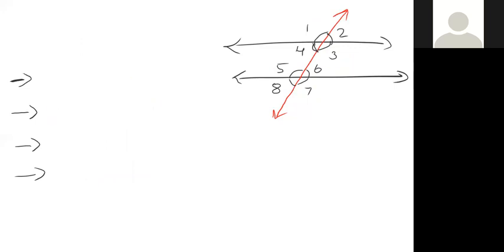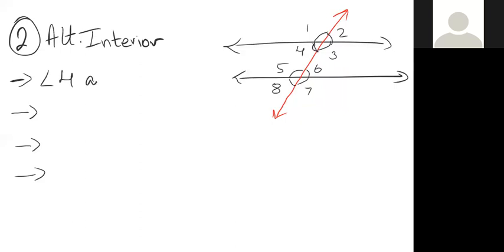The second one would be alternate interior angles. And these would be angle 4 and angle 6, and angle 3 and angle 5. Why? Because they're interior. That means they're between these two parallel lines, right? Angle 4 and angle 6, they're interior, they're equal, and angle 3 and angle 5, on opposite sides, they're equal, right? So that's why we call them alternate interior angles. They will be equal. And now let's discuss the third one.